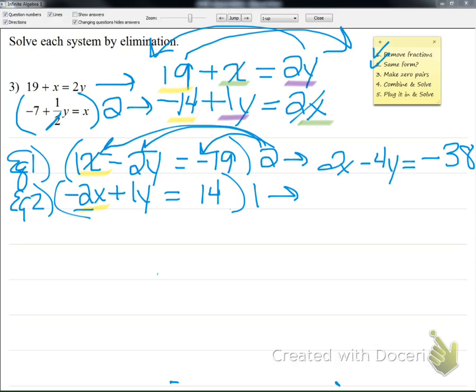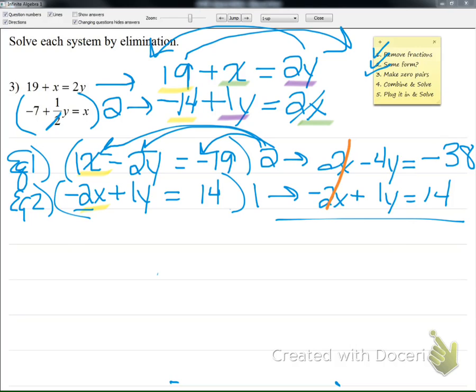Our bottom equation, we're multiplying by 1. Remember when you multiply by 1, it equals anything you're multiplying by? So everything just stays the same. Negative 2x plus 1y is equal to 14. All right, and so we made our 0 pair. Let's go ahead and eliminate them. There's our 0 pair. Now we're ready for step 4, combine and solve.